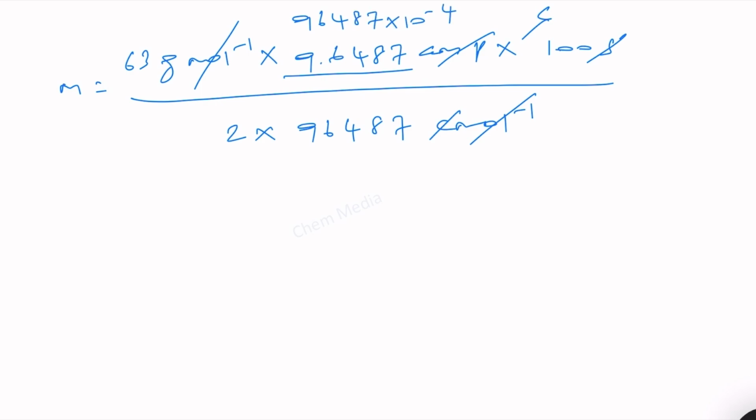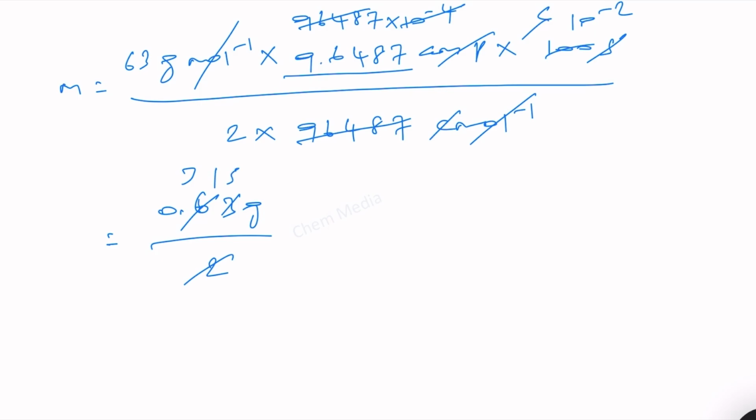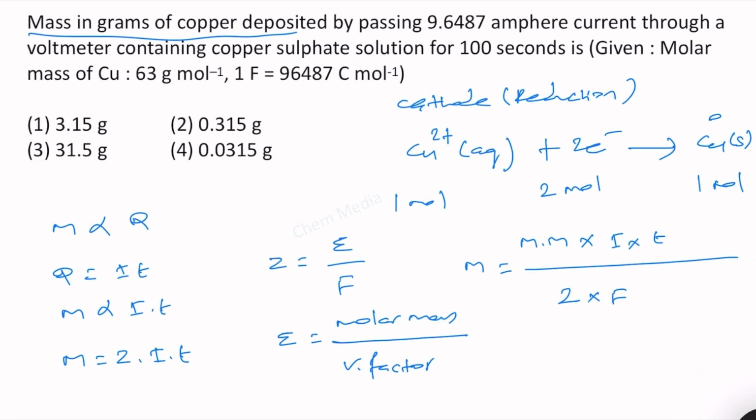If we do that, then we can cancel this one also. This will be 10 to the power minus 2. Therefore, 0.63 grams divided by 2. Therefore, this will be 0.315 grams. That is the correct answer. Therefore, option 2 is correct.